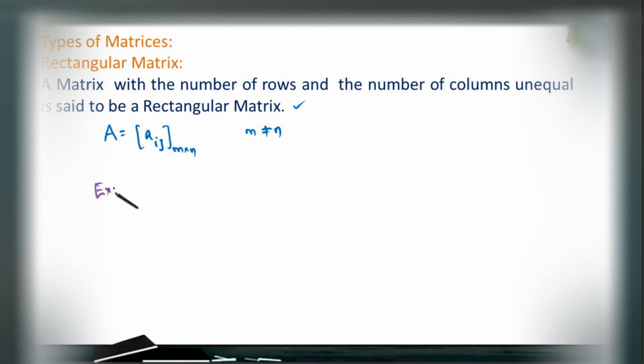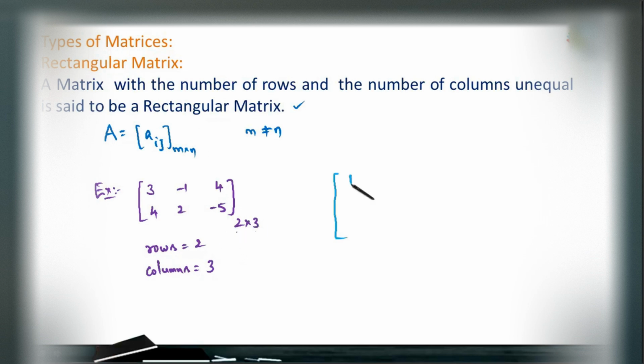How would be an example of a rectangular matrix? Let us write 3, minus 1, 4, 4, 2, minus 5. What is the order of this matrix? Yes, there are 2 rows and 3 columns, 2 by 3, whereas the number of rows is 2 and the number of columns is 3. As the number of rows and number of columns are not equal, this is a rectangular matrix. 1, 4, 5, 3. Is this a rectangular matrix? Yes, this is having 4 rows and 1 column, right? Then the number of rows being 4, which is not equal to the number of columns, which is only 1. Therefore, this is also an example of a rectangular matrix.